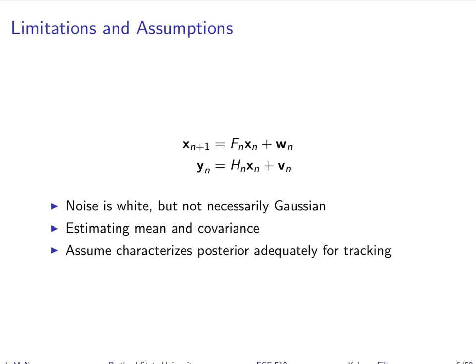So again, just a little bit on the assumptions. Noise is white, but it doesn't have to be Gaussian. We're not assuming Gaussian noise. We're estimating the mean and the covariance, and we're assuming that that's an accurate enough characterization of the marginal posterior for our tracking application.